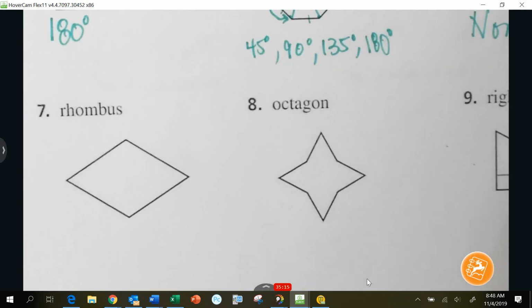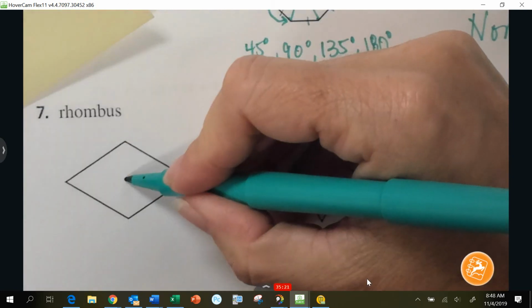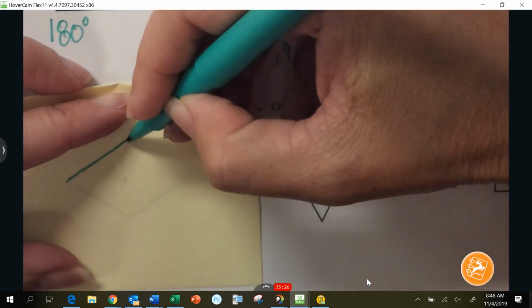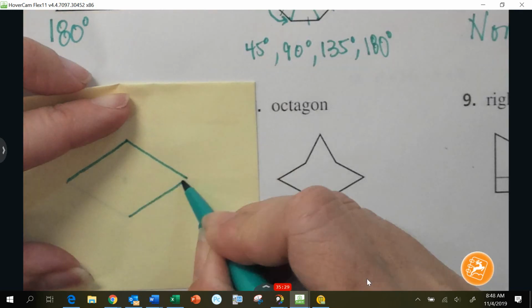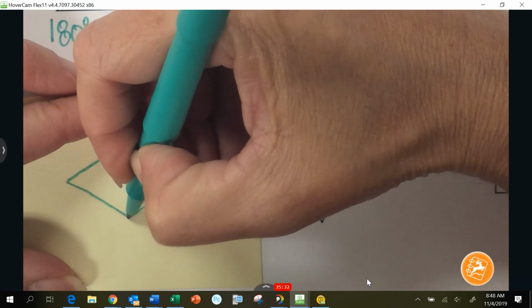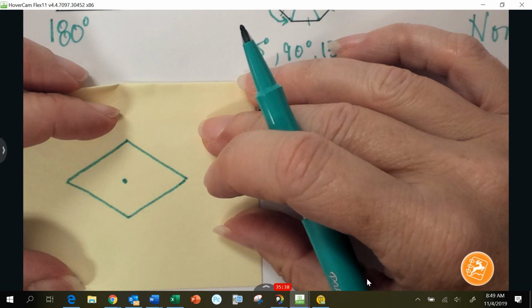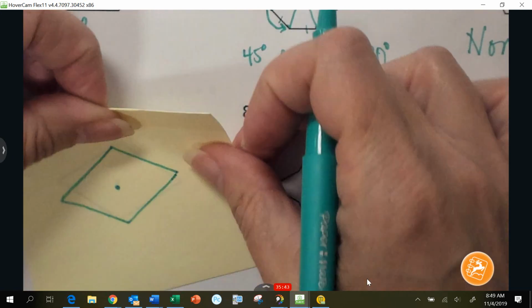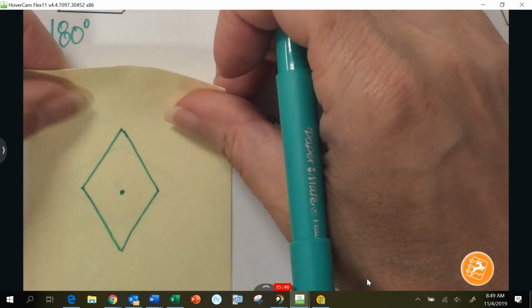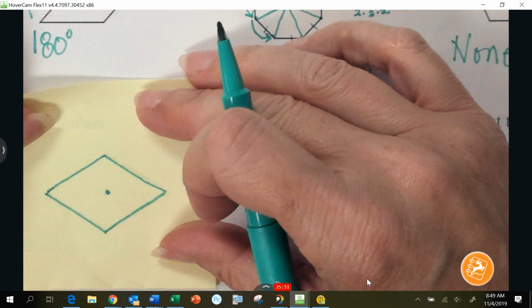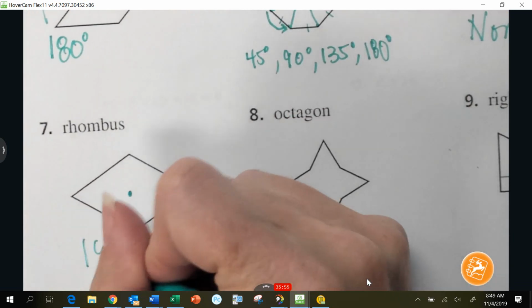How about rhombus? This thing's kind of helpful. Rhombus. Cameron, what do you think? 180? Okay, so I'm gonna turn it. There's 90, didn't match yet. Turn it to 180. Yes, that does work. It has to be 180 or less. That was the smallest one.